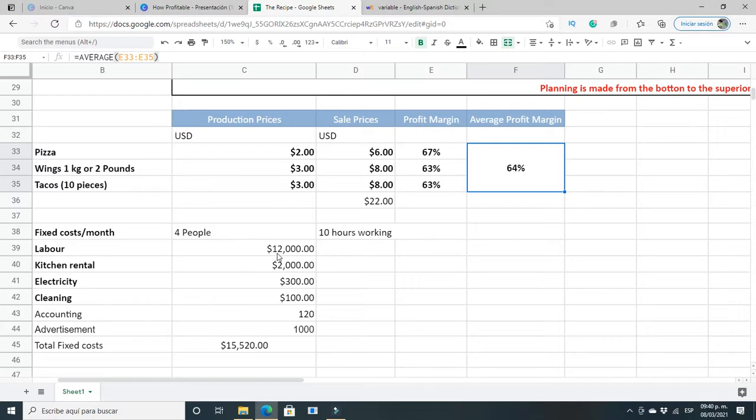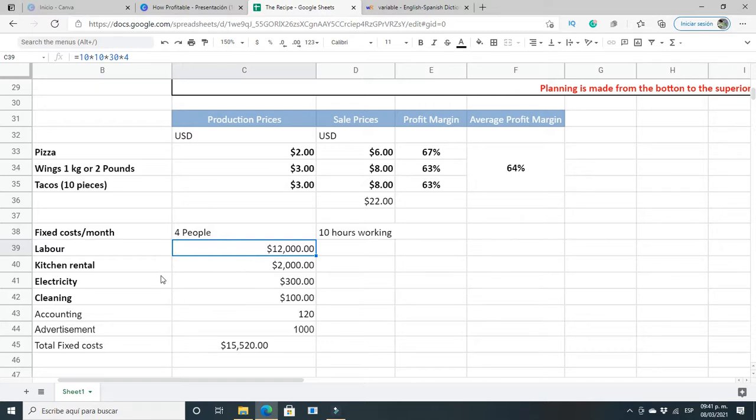And next we have to calculate the labor. For the labor we calculate the price of the hour, probably 10, times the 10 hours working, times 30 the number of days, and times 4 for the number of people that are going to help you. So in this case we're going to calculate $12,000 per month in labor. It could be more, could be less, but it depends on your country and everything related to this.